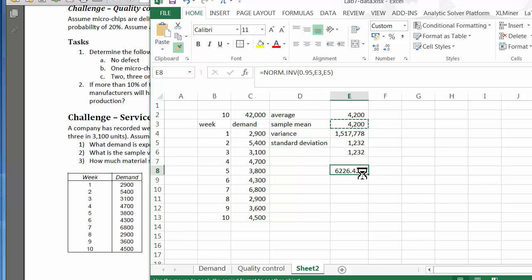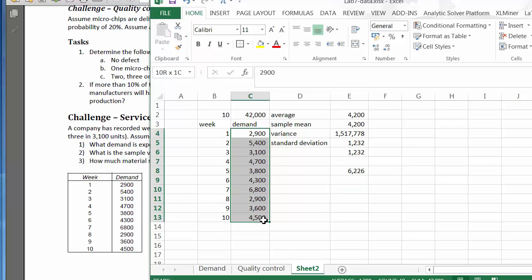6226. So that means, let's say if we have 100 weeks, and this is really representative of the 100 weeks. Obviously this data sample is too small, but let's assume it is. Then 6,226 units would fulfill the demand for 95 weeks on average. So it's quite useful.